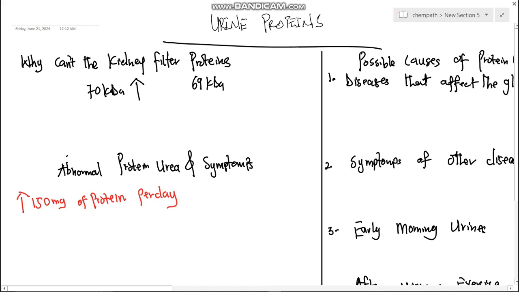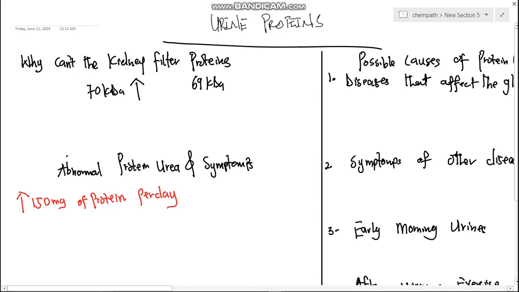Therefore, if there is protein found in the urine, it means there is an abnormality in the kidney. It could be as a result of a glomerulus abnormality. It could be as a result of a renal tubule abnormality, etc. So that's the main reason why the kidneys cannot filter protein.